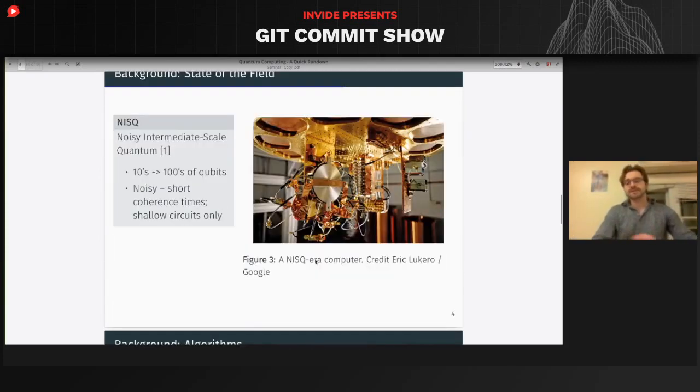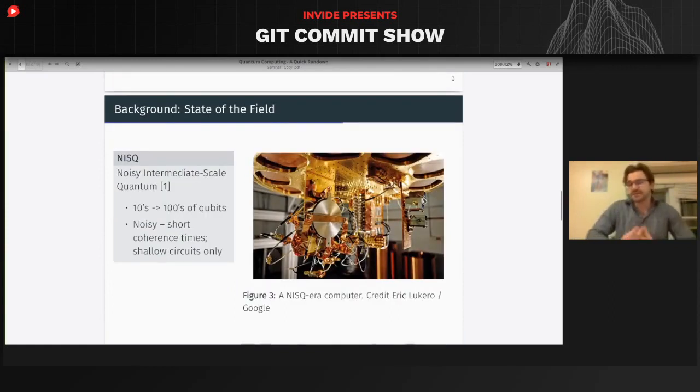But I need to tell you a little bit about the state of the field to tell you about what it is I'm trying to do in this field. So we're entering what's been called the noisy intermediate scale quantum era. NISQ is what it's usually called in the quantum community. Here, the devices we have are between tens and hundreds of qubits.